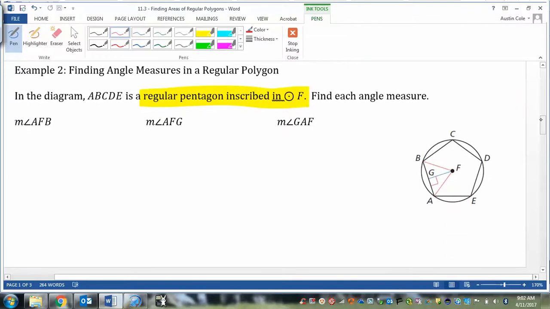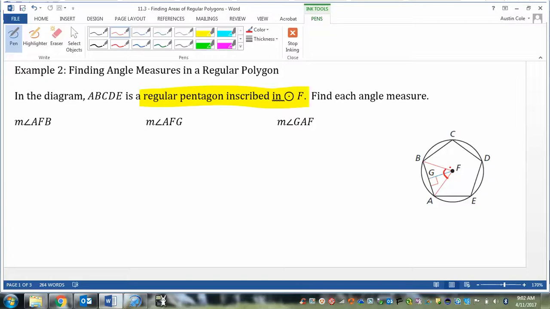Okay, so again, going back to this picture, I know that this central angle, there's going to be 5 of those central angles in this pentagon. Guys, if I have a decagon, how many central angles are there going to be? 10. Decagon's 10. Okay, let's go over those.